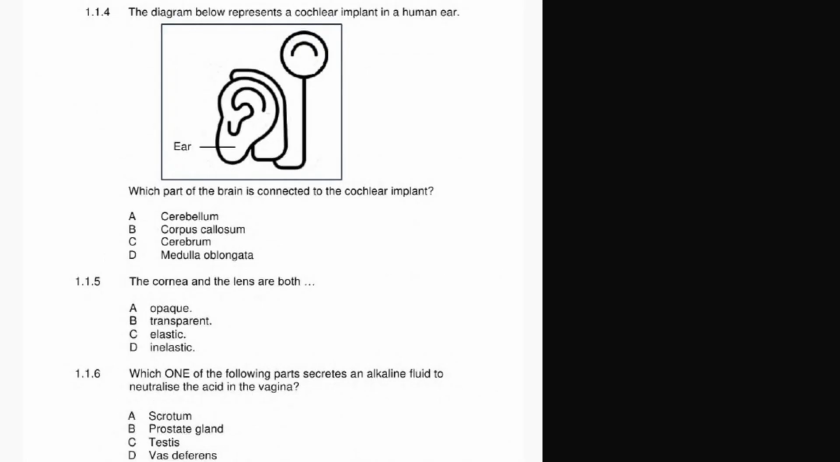1.1.4, the diagram below represents the cochlear implant. A cochlear implant in a human ear. Therefore now, which part of the brain is connected to the cochlear implant? Cerebrum. Cerebrum is connected to cochlear implant. Therefore now option C, it is the correct option.